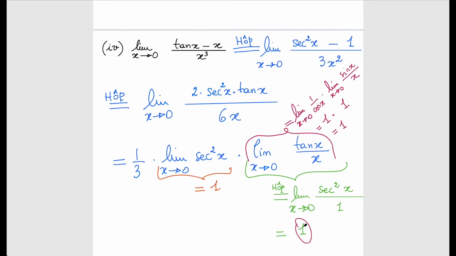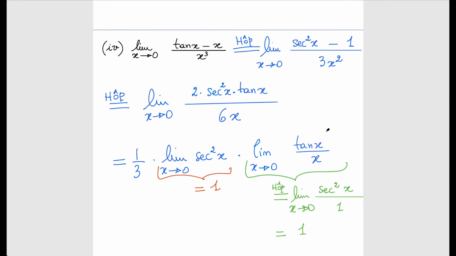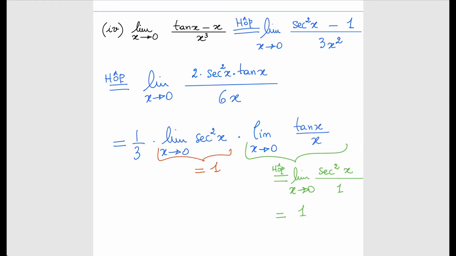So the same value that we found. Okay? All right, I'm going to erase this approach since we did it using L'Hopital's rule. Very good. So now putting things together, this is 1/3 times 1 times 1. So the answer is 1/3. So the value of this limit is 1/3.